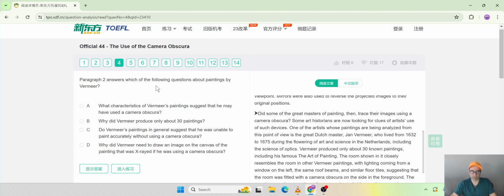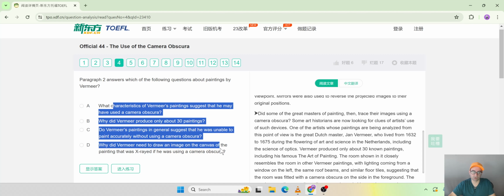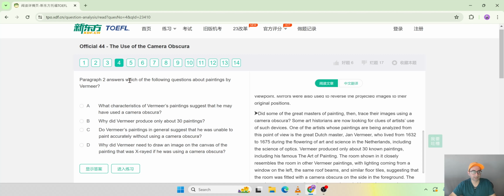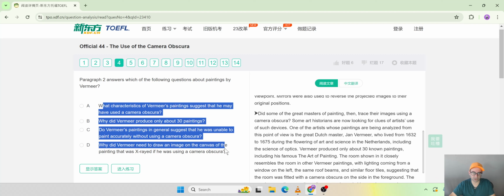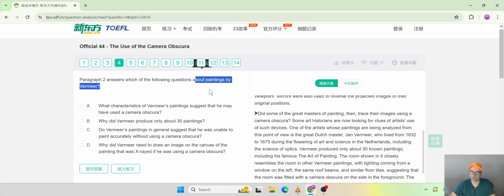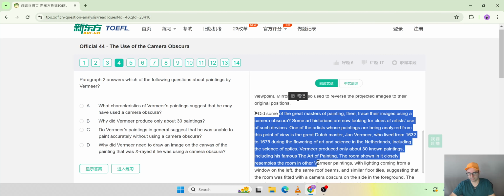Now, what do you do if you encounter one of these? This is a detailed factual question in the form of a question. At least the answer choices here are in the form of a question, okay? So this itself is a question, right? Paragraph 2, answers. So pay attention to this word answers. Which of the following questions, so these are questions here, about paintings by Vermeer. So the best way to approach this is you want to pay attention to paintings and Vermeer. Probably this entire paragraph is about this, right?